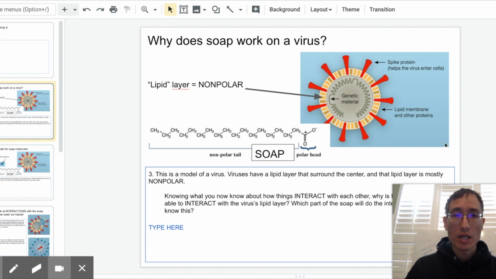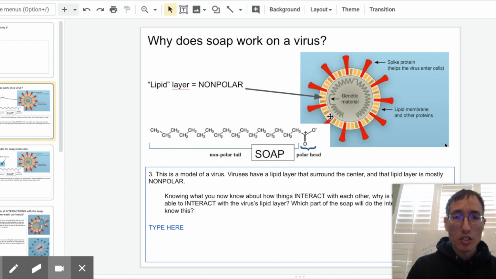So this is a model that was developed. It's a model that has been used in several publications, but this is from the New York Times, and this is a picture of what a virus, a spike virus, might kind of look like, similar to what COVID is. And so I want you to take a look at it.